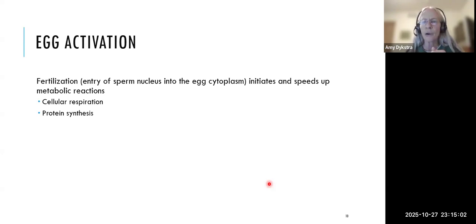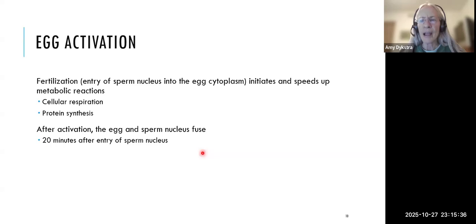So in order for the cell to begin to divide and grow, we need a lot of cellular respiration to produce lots of ATP. We also need lots of protein synthesis. We need our ribosomes to start making lots of proteins that are involved in cell division. And so this ramping up of these metabolic reactions is called activation. When the egg is activated, then it's ready to begin dividing.